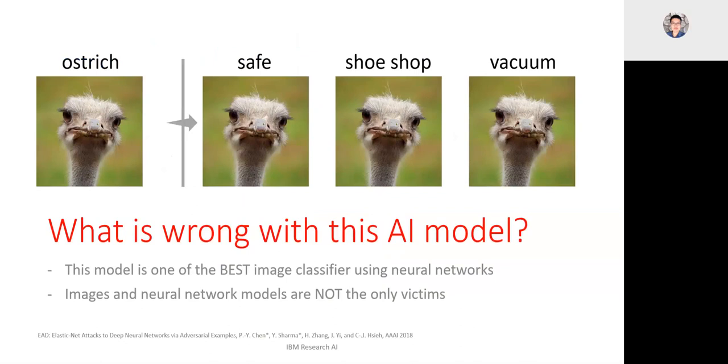And one thing I would like to highlight is that images and neural network models are not the only victims of these adversarial inputs. We are interested in images because they are easy to visualize, and we are interested in neural networks because they are the state-of-the-art models for this task, for example, object detection. If you are working on other domains, you can certainly take other models into consideration and study their adversarial robustness.